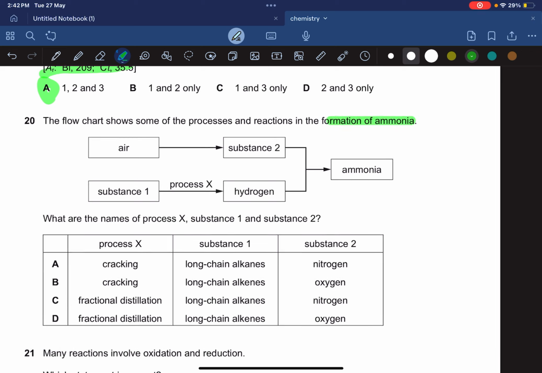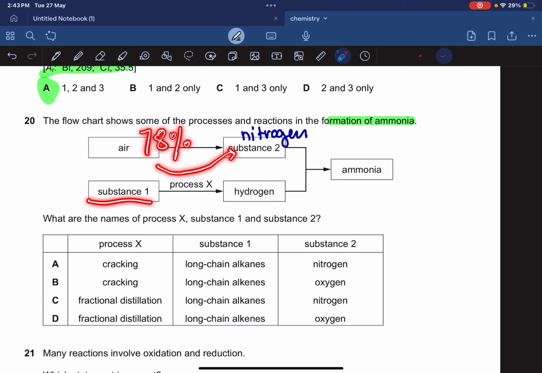Okay, we have air, then we have substance 2, we are making ammonia out of it. We have substance 1, process X. Okay, what do you guys think? What's basically happening over here? To make ammonia, what do we need? We have hydrogen, and what else do we need? We need our nitrogen. And how do we get nitrogen? Air is 78% nitrogen. We get nitrogen by the fractional distillation of liquid air.